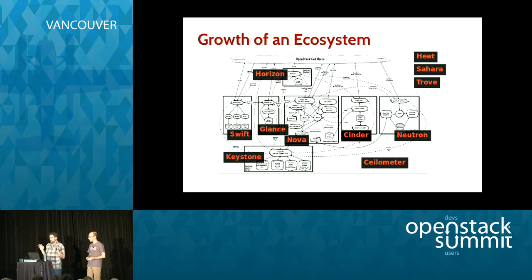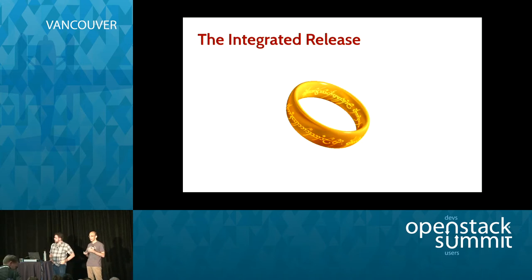We had effectively gotten to a point where our eventual consistency model was not working at the scale of the number of projects that we had. And that is what we call the integrated release. That was the one and only product of our community: this set of core projects that we would release every 6 months on a predictable schedule.